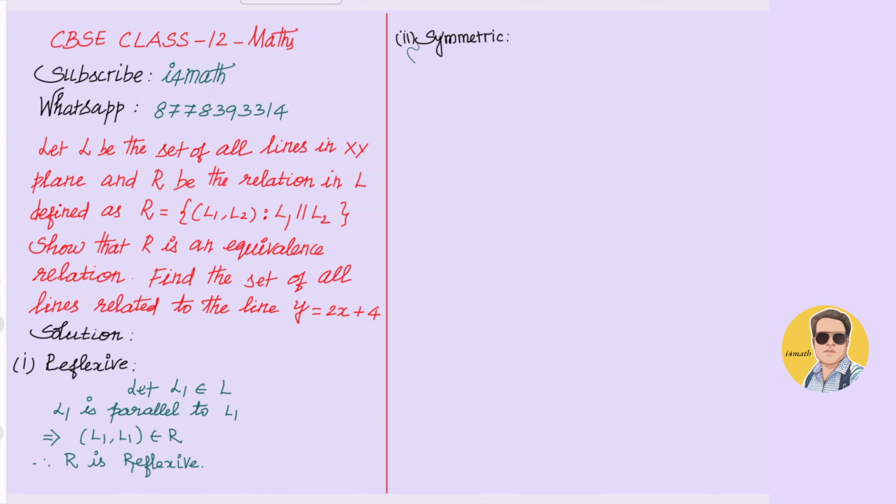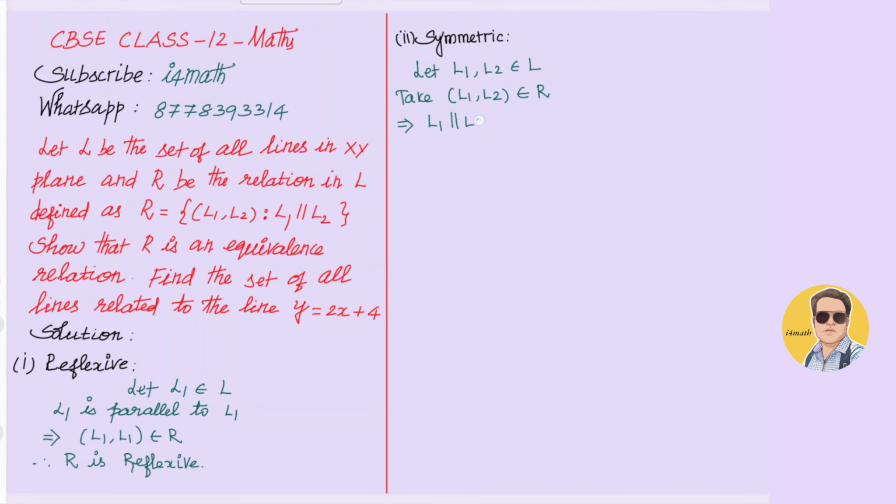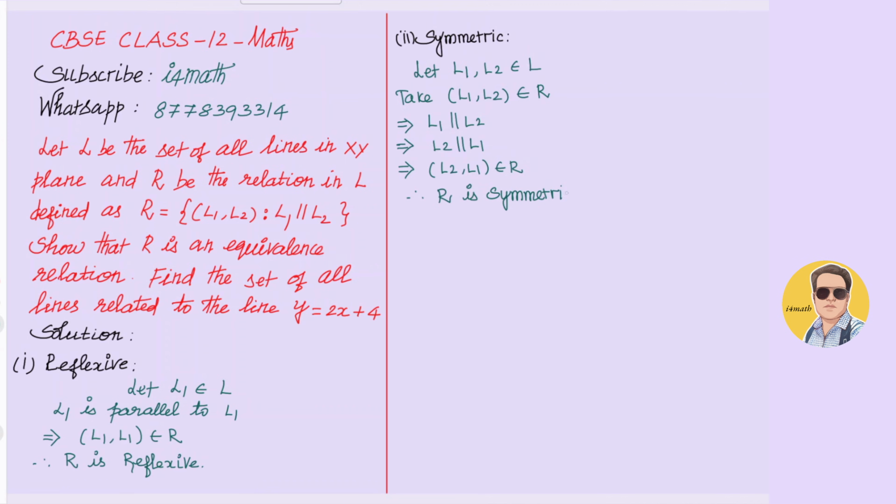Let L1, L2 be taken from the set L. Take the ordered pair (L1, L2) in R. So the ordered pair (L1, L2) in R means what? L1 is parallel to L2. If L1 is parallel to L2, can we conclude L2 is parallel to L1? Yes, of course. L2 is parallel to L1. So L2 is parallel to L1 means the ordered pair (L2, L1) will be in the relation R. So R is symmetric. Next, transitive.